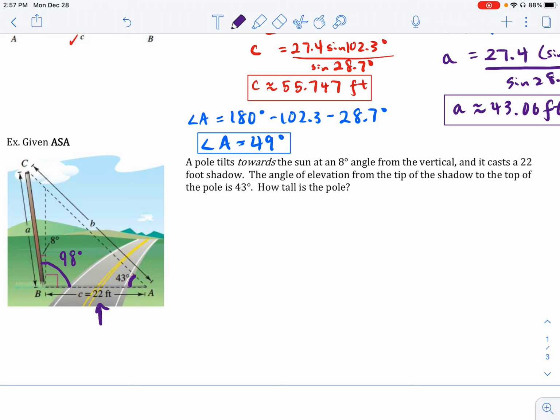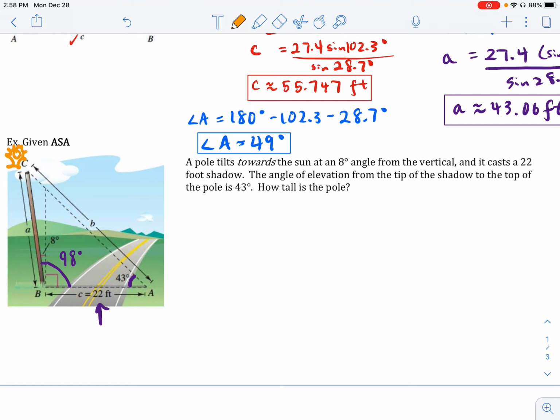So if you haven't already done so, pause the video and read through the problem so you know exactly what the situation is. So we should see that we have a pole that is tilting towards the sun at an 8-degree angle from the vertical, meaning from the vertical, it's leaning 8 degrees away from that toward the sun. So we would be able to say that the sun is right over here. So there's my little sun, all right? And it casts a 22-foot shadow.